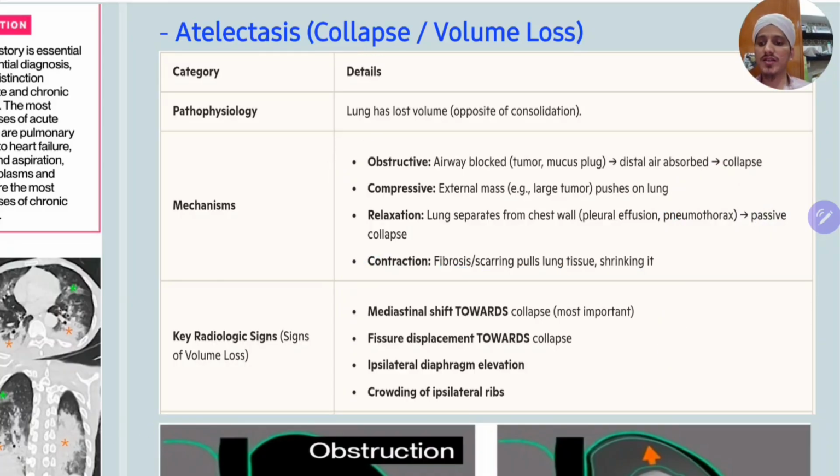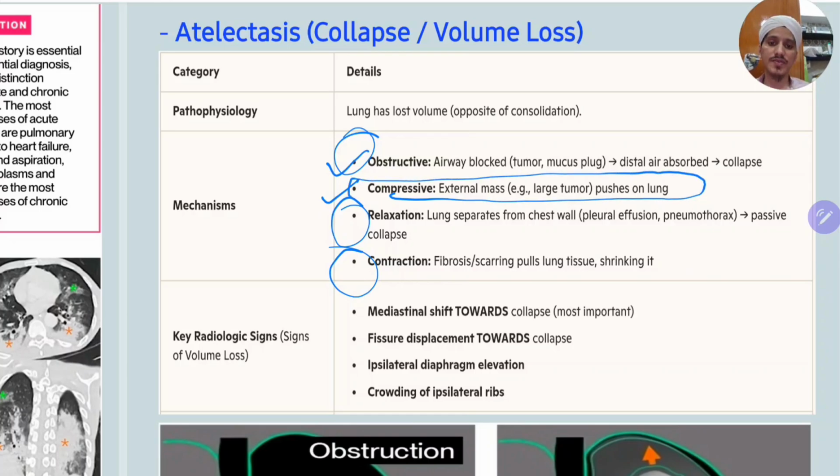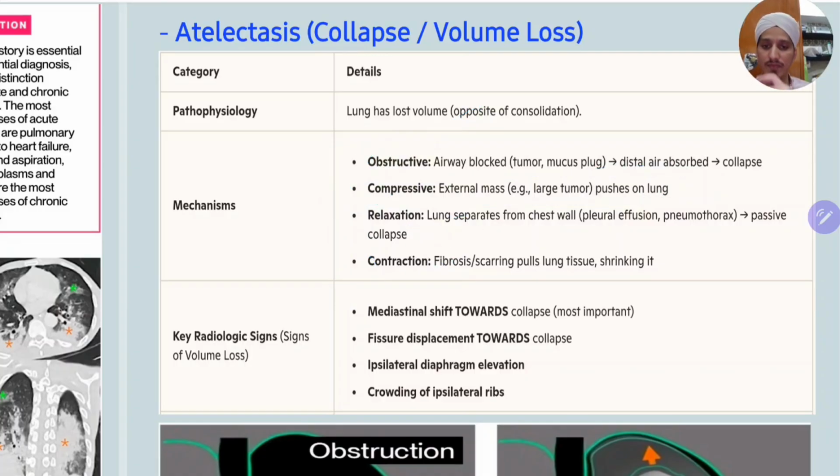So obstruction is common, relaxation is also common, and contraction is also common. Compression by carcinoma depends, since carcinoma is not seen in every patient. So this obstructive, relaxation and contraction you see most commonly.